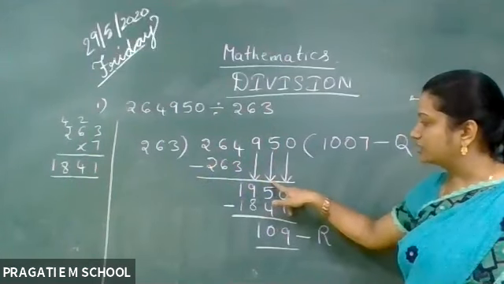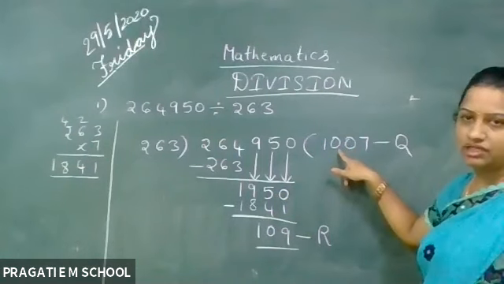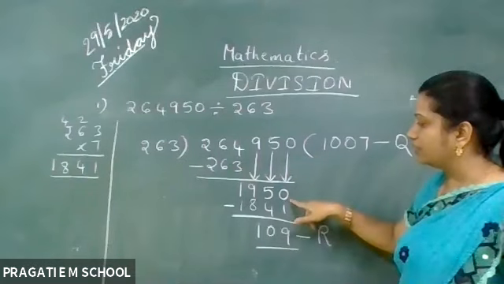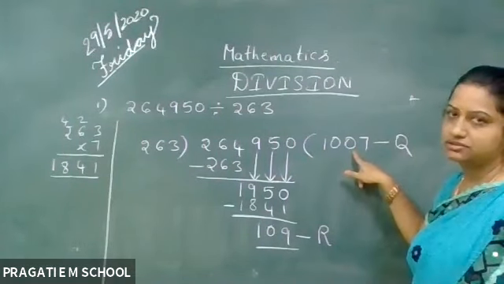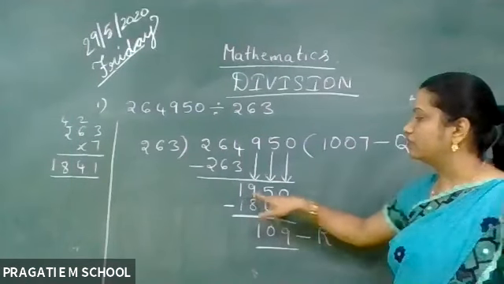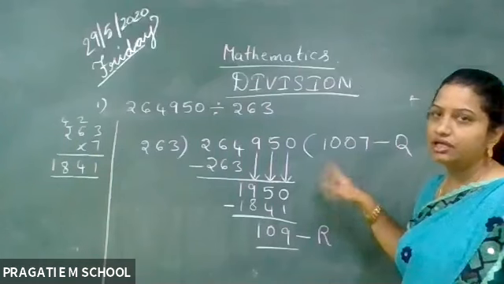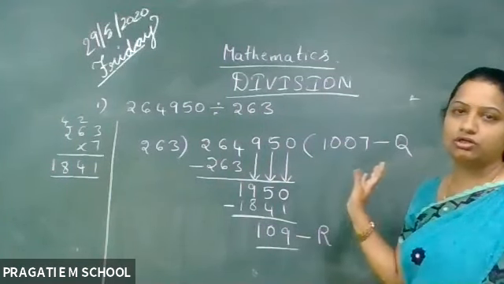As you are bringing another digit down, so what you have to keep in the quotient? 1 0 you have to consider. Next, another 0 also you are bringing down. So you have to keep another 0 in the quotient place. So we are left with now 1950, children. Now we have to check in 263 table whether we are getting that particular number or not.